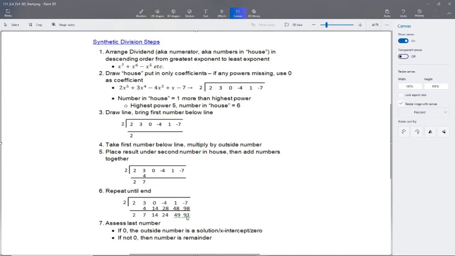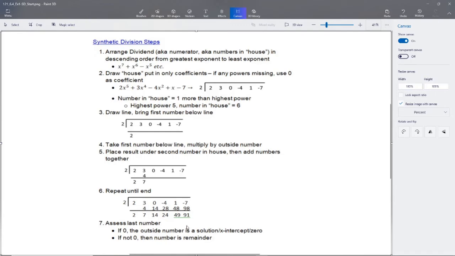And then once we've finished with that, we assess. We ask ourselves, all right, is the last number 0? If the last number is 0, we just found an x-intercept. We just found a solution. We just found a 0 is sometimes what that's called. If not, then the number left over is the remainder.